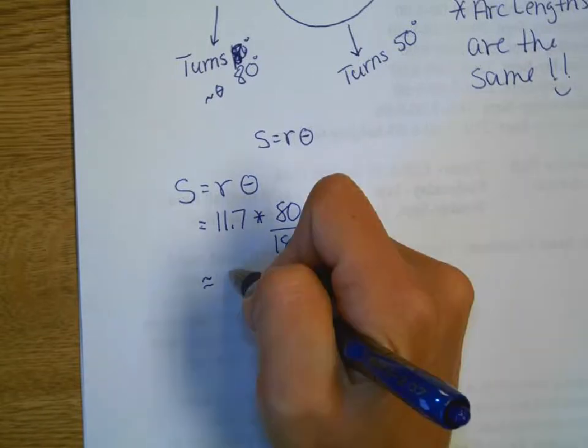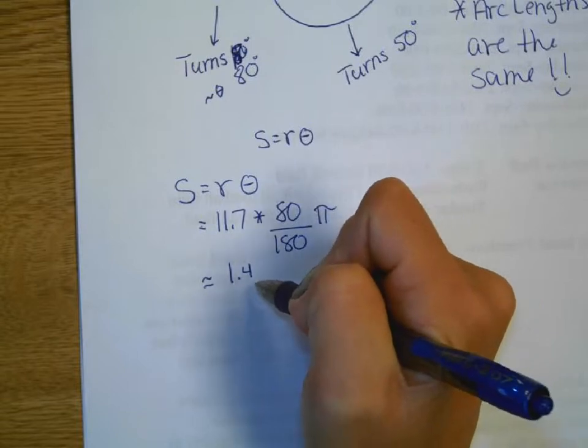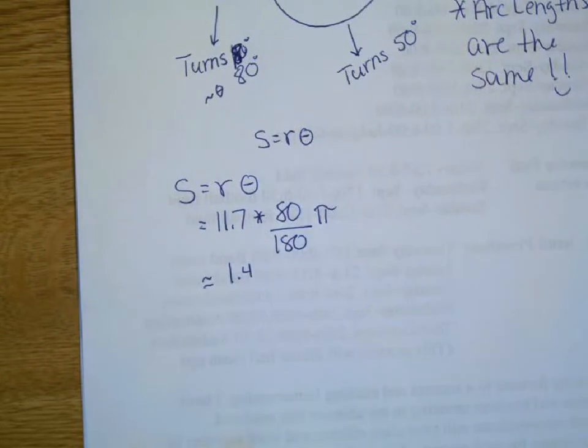Is that correct? I got 16 point... You got 3 different answers? I got 16.3. Okay, I got 1.4. Okay, then what's going on? You should be typing in exactly what I wrote down. I got 11.7 times 80 divided... I didn't multiply by 11.7. Divided by 180 and multiplying by pi. Okay, so now we know. Oh, I was thinking pi. Oh, okay.